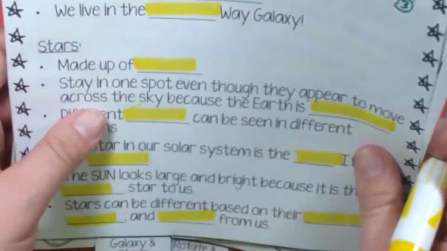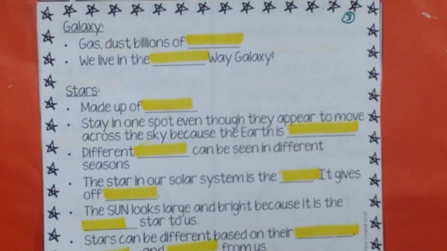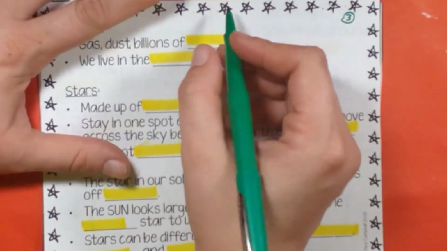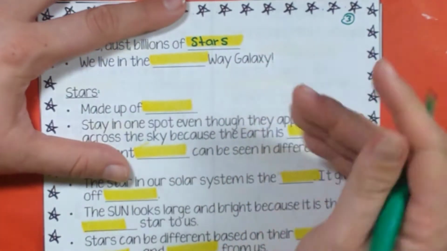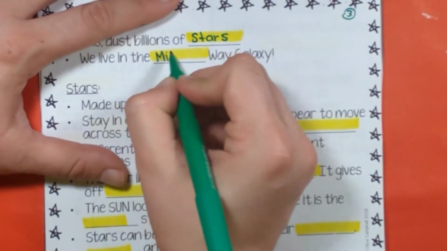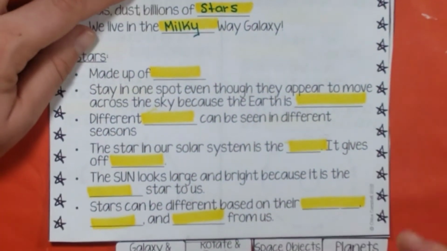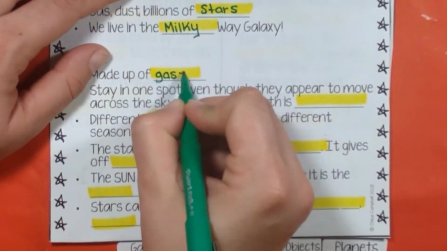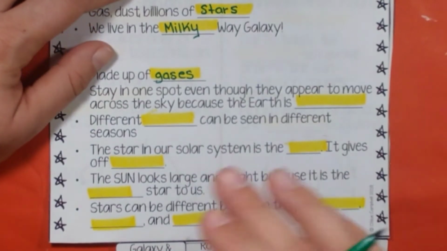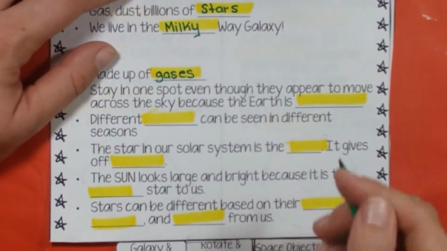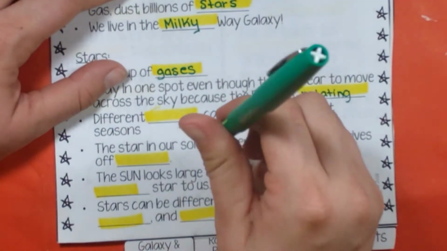Okay. So the first thing we're going to do is talk about galaxies and stars. We live in a galaxy that has gas, dust, and billions of stars. We live in the Milky Way galaxy. Stars are made up of gases. They are large balls of hot gas. If you stay in one spot, they stay in one spot, even though they appear to move across the sky, and that is because the Earth is rotating or spinning around.